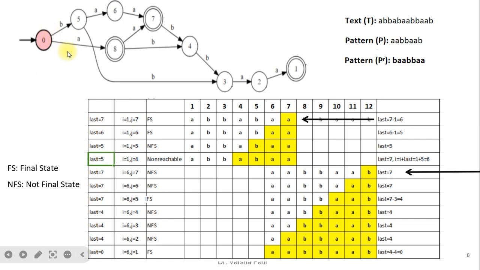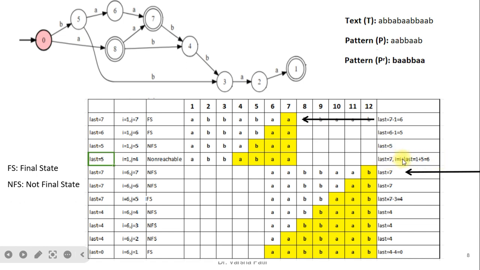Now see AABA. From B there is no path for A, so it is non-reachable. When non-reachable comes, we are stuck and we need to reset the pointers. We reset the pointers in such a way that last becomes 7 and I becomes 1 plus last, which is equal to 6.